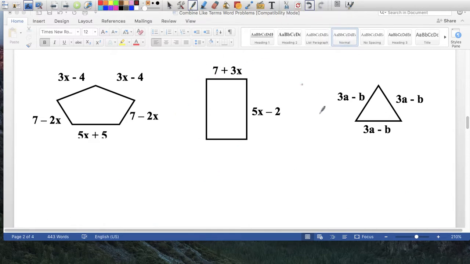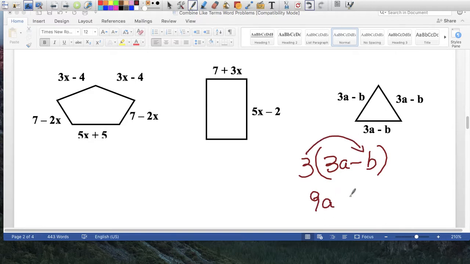This looks like an equilateral triangle where all the sides are the same, so we're going to shortcut 3a minus b, and we're going to multiply that by 3, right? 3 times 3 is 9a. 3 times that is going to be minus 3b. So we could have done 3a minus b plus 3a minus b plus 3a minus b.